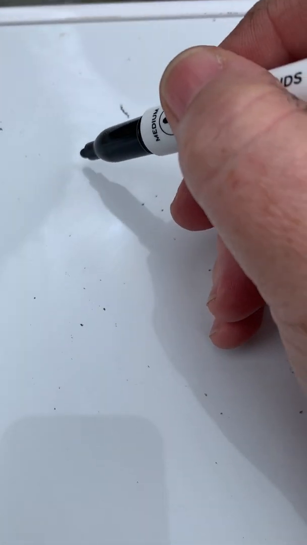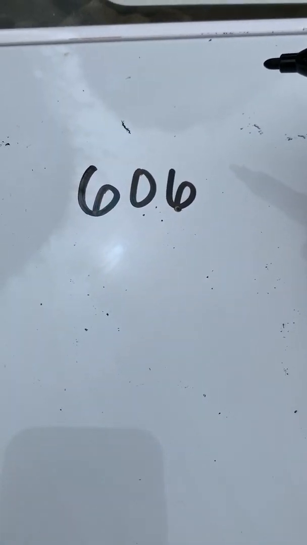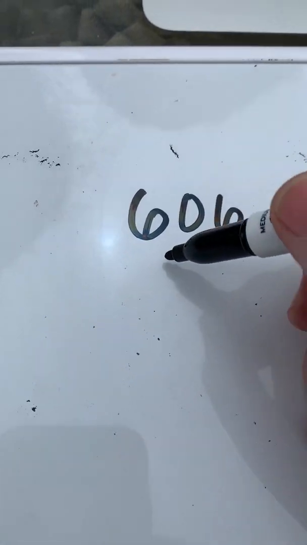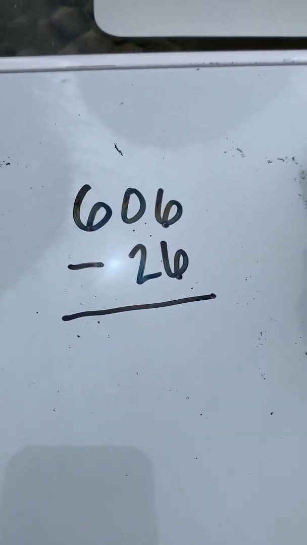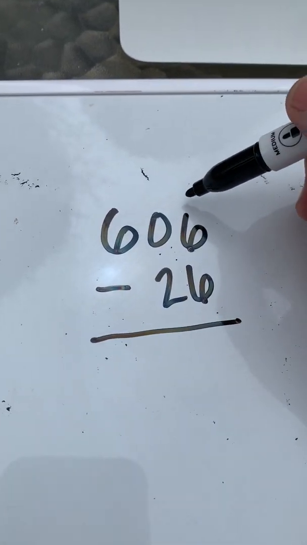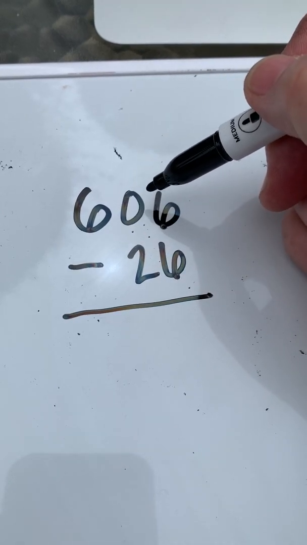Okay, Cody, I'm going to try this again. I think your problem was 606 minus 26. You sent me two problems, but if I'm understanding right, the thing you're missing is if there's 0 here.